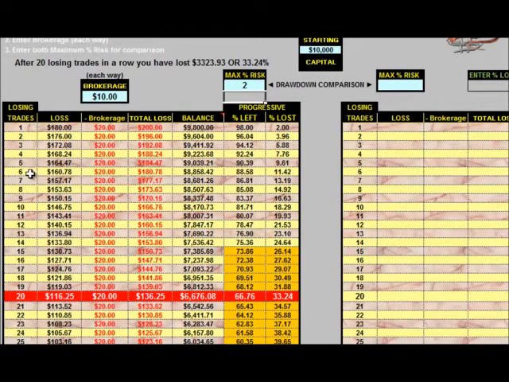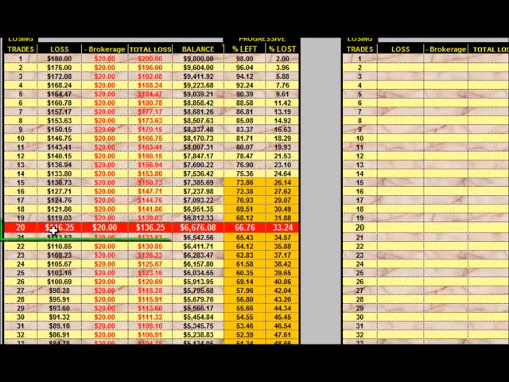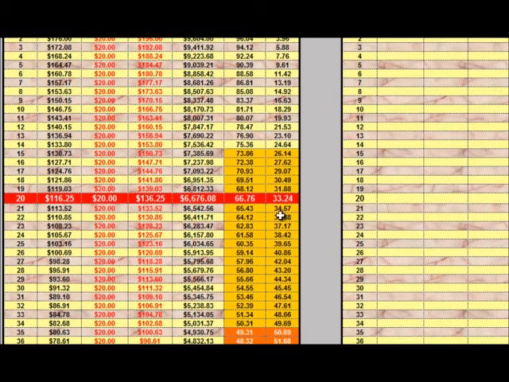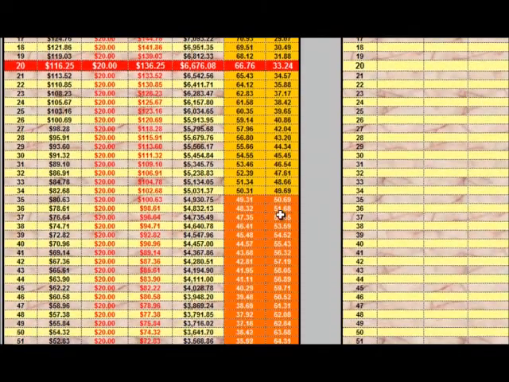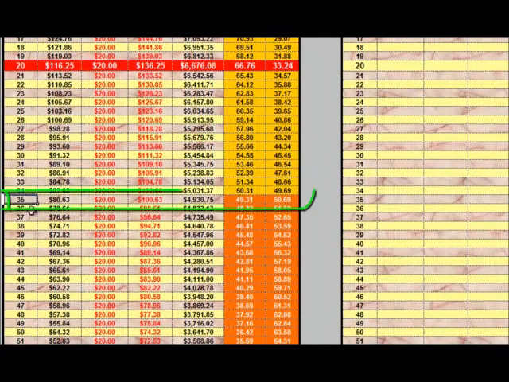So these numbers again over here on the left-hand side are consecutive losses, and we can see how this would have played out. So for example, if I had 20 consecutive losses, losing 2% on every transaction, my account would be down to $6,600, and I would have 66% of my account left, and I would have lost 33%. So if I scroll down here just a little bit further, you can see that on trade number 35, if I had 35 consecutive losers in a row, that's the point where I would have lost 50% of my account.